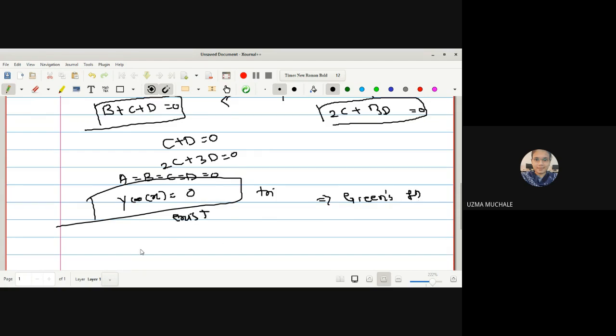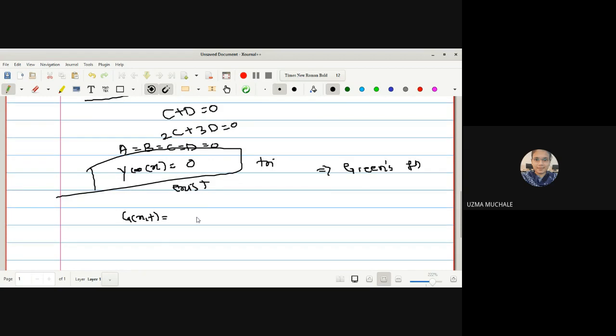And it is given by g of x, t. Again it is divided into two intervals. Okay, now it will have four constants, right? A1, A2, A3, A4 in the interval 0 to t, and another four in the other interval, t to 1.